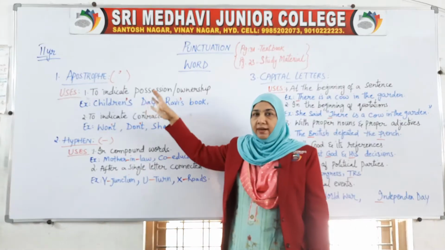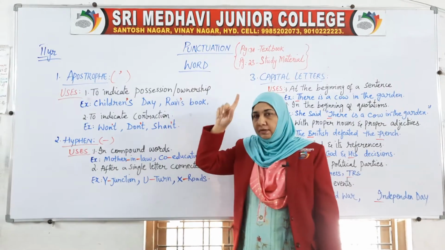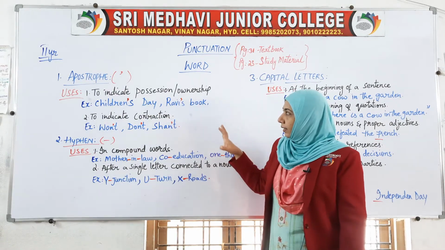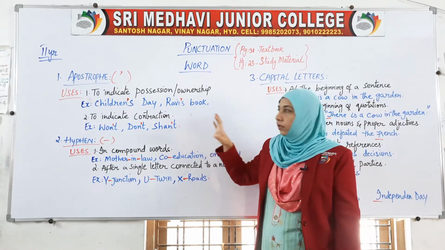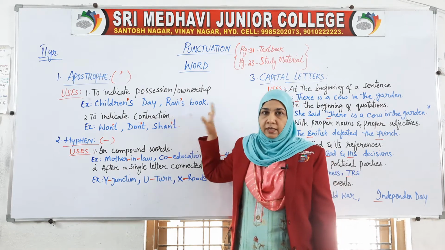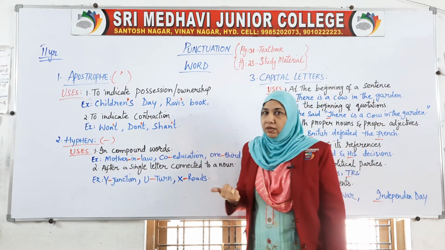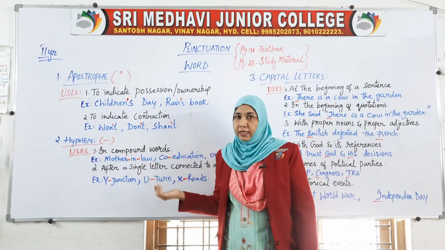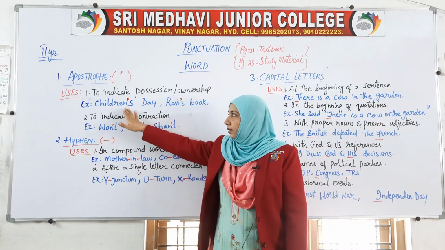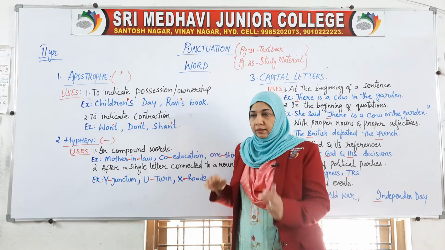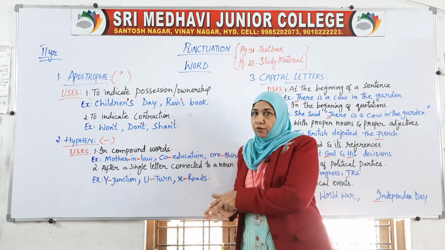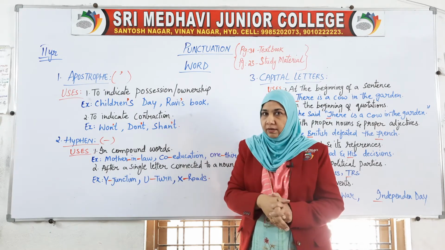First is like Children's Day, children apostrophe S. Then Ravi's book. Whose book is this? It is Ravi's book. When do we celebrate Children's Day? On 14th November. That is especially meant for a specific category of human beings, that is children.